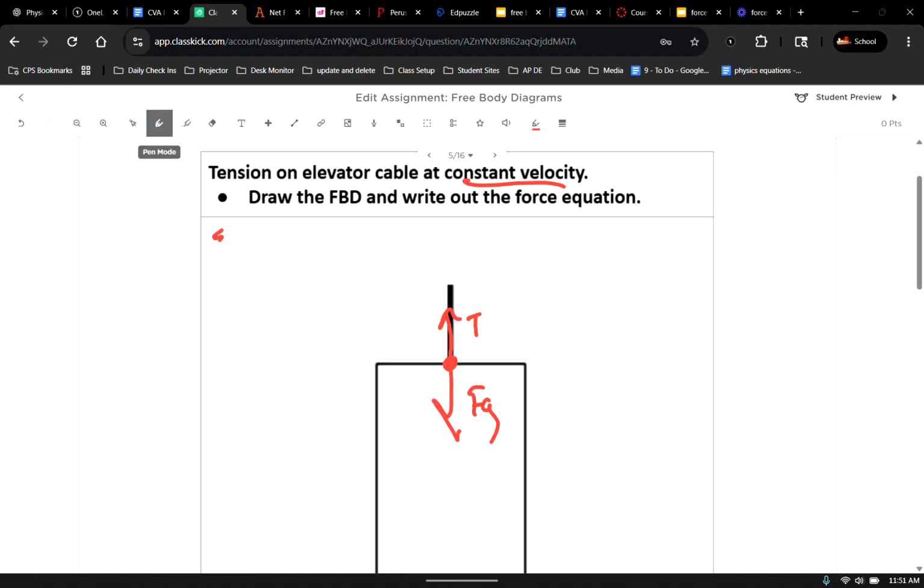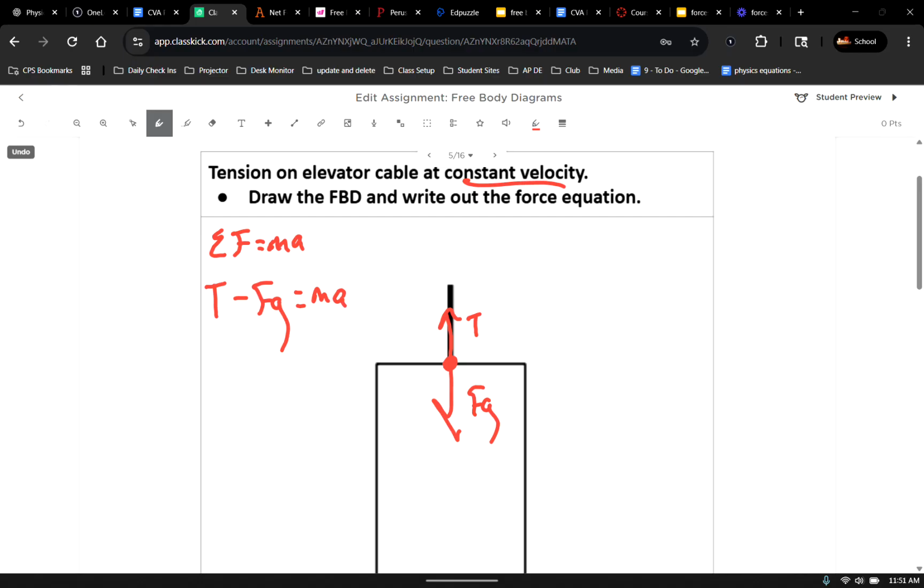So again, we've got sigma F, sorry guys, getting sloppy as I get faster. Sigma F equals ma, and then again, T is up, that's the tension force, minus Fg, which equals ma. And again, then they would give us numbers.